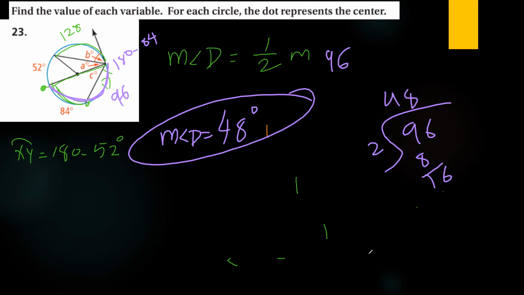Is it clear? Yeah. Let's have now another example. Here now, number 24. Here we are going to find the measure of angles A, B, and C, if you know that the central angle is 44 and the measure of this arc is 160. You have to find the measure of angles A, B, and C.